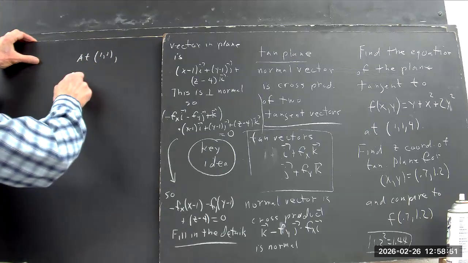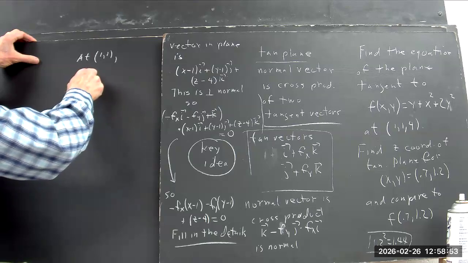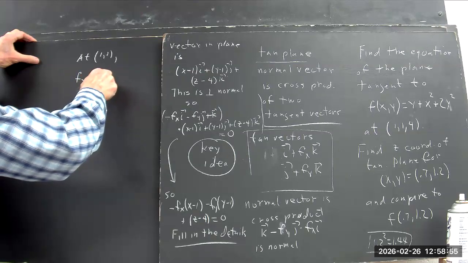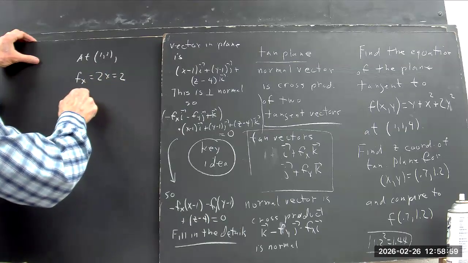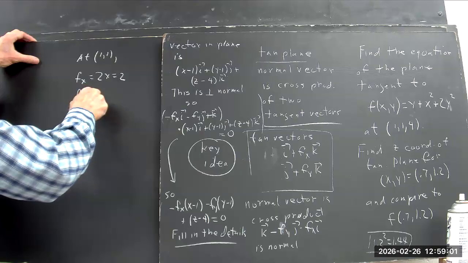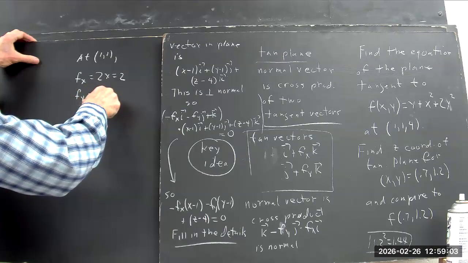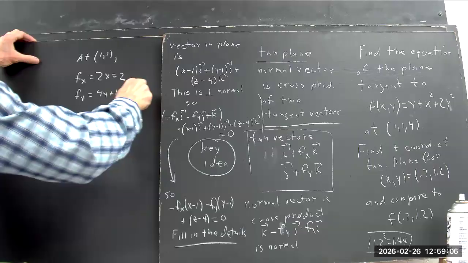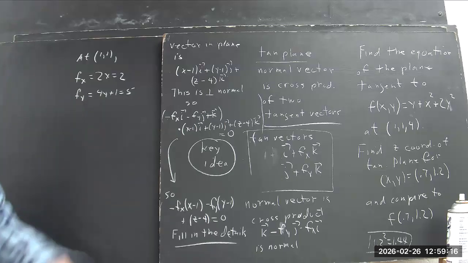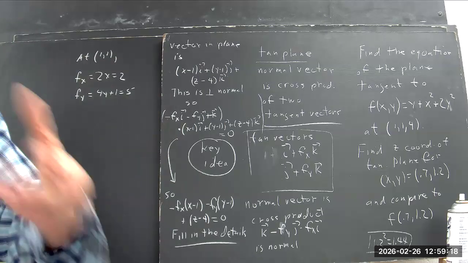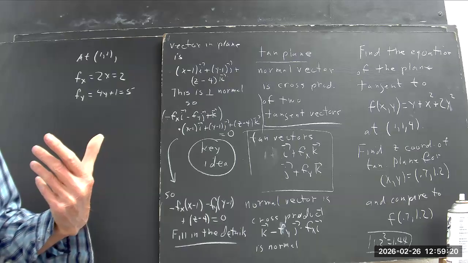At (1, 1), fx equals 2x equals 2. fy equals 4y plus 1 equals 5. Right? Check me, make sure, I write things down quickly. Think more about what I'm saying and what I'm doing. Okay?